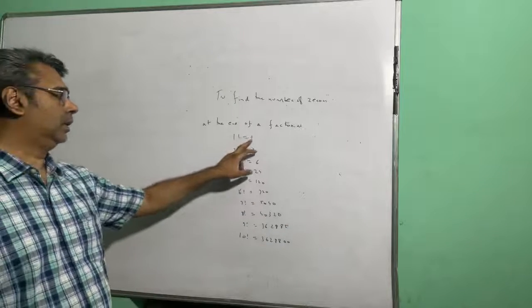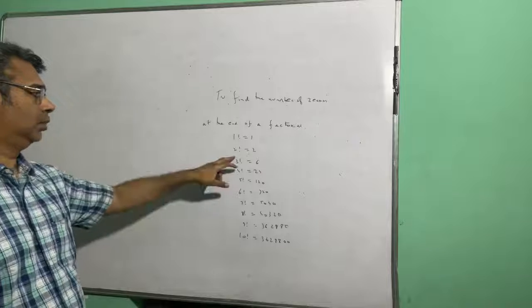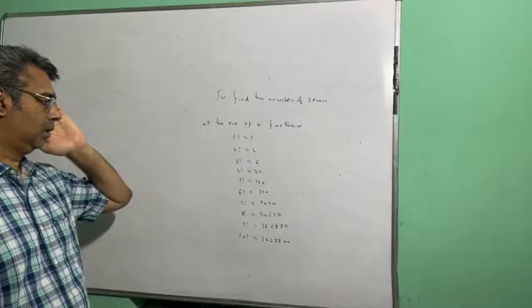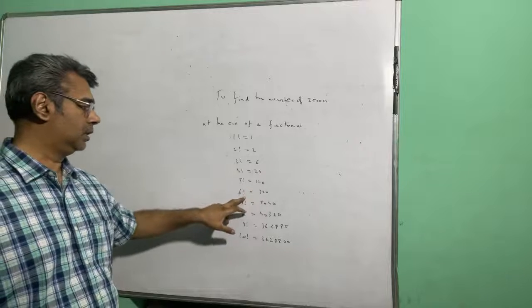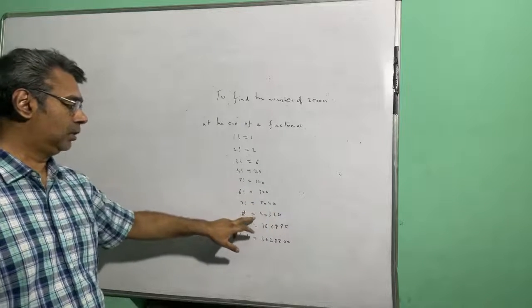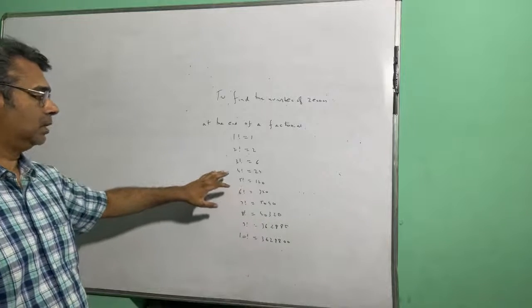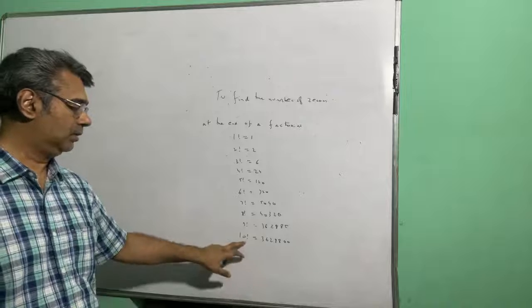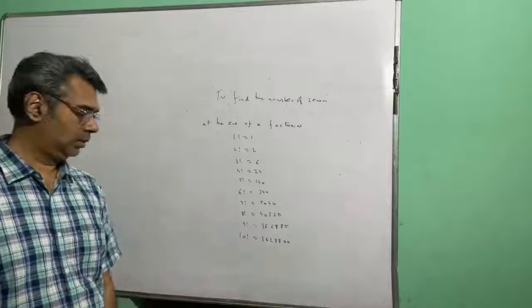See, 1 factorial is 1, 2 factorial is 2, 3 factorial is 6, 4 factorial is 24, 5 factorial is 120, 6 factorial is 720, 7 factorial is 5040, 8 factorial. So the point is that when you reach 5 factorial, there is a 0, and then when you reach 10 factorial, there are 2 zeros.